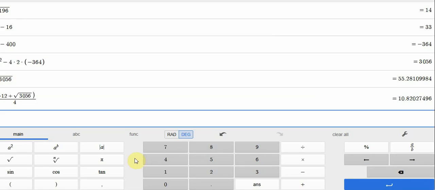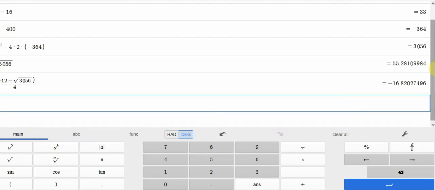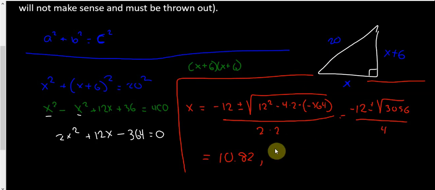Now let's find the other one with the subtraction sign. Okay, so back to our calculator. I think I can go in here and just turn this into a subtraction. And there, negative 16.82. Okay. So those are our two solutions, 10.82 and negative 16.82.